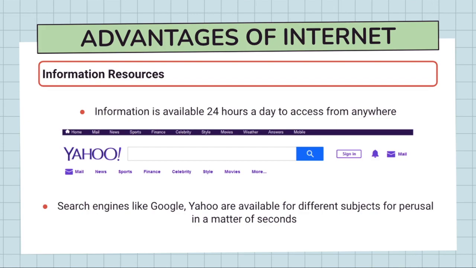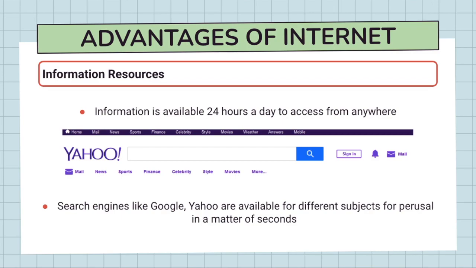So the internet provides information that is available 24 hours a day, to access from anywhere. Search engines like Google and Yahoo are available for different subjects for perusal in a matter of seconds. Okay? So the internet is a virtual treasure trove of information. Any kind of information on any topic is available on the internet.